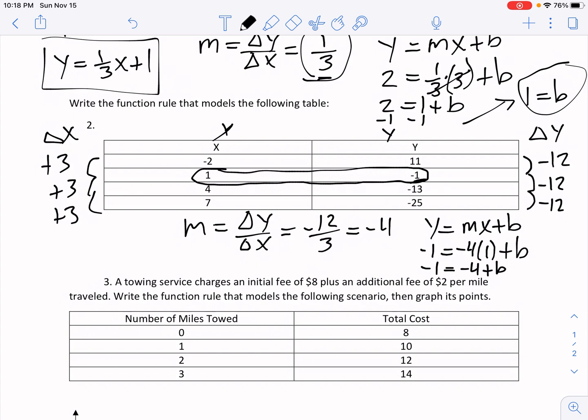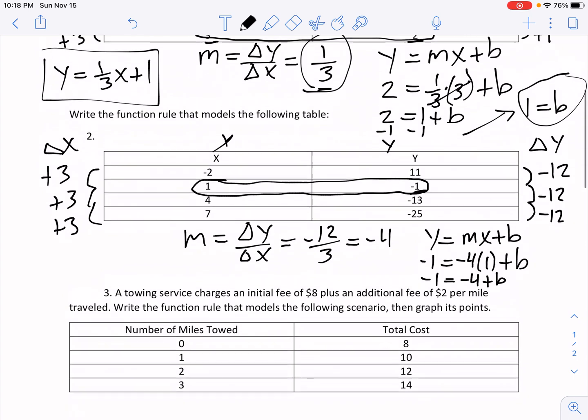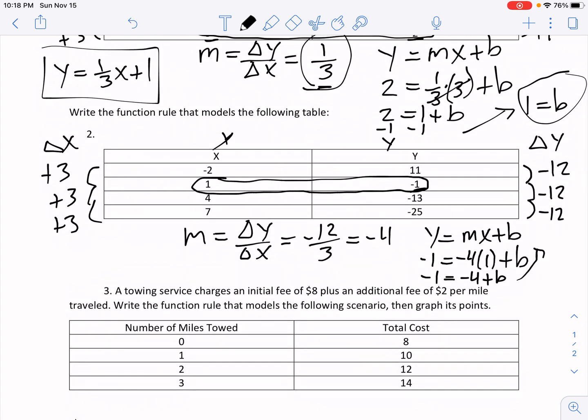Well, how do I move the -4 over? I have to add it to both sides, right? So I'm kind of running out of room here, but I'm going to try to write it out here. If I add 4 to -1, what am I going to get? 3. So I get 3 equals b. Okay? -1 plus 4 gives me 3.